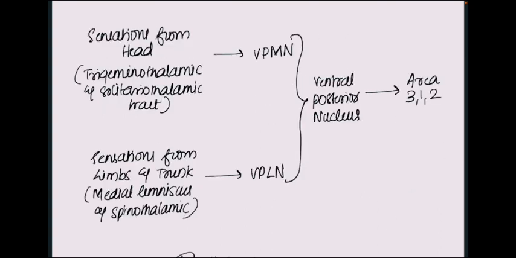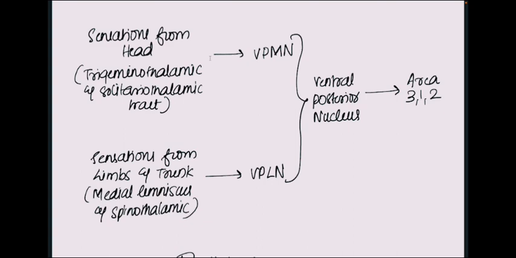Now we have the ventral posterior nucleus. The ventral posterior nucleus, as mentioned before, has two parts: the ventral posteromedial nucleus and the ventral posterolateral nucleus. The ventral posteromedial nucleus will carry all sensation from the head region. The general sensations like touch, pain, temperature, etc. are carried by the divisions of the trigeminal nerve and reach the thalamus through the trigeminothalamic tract.